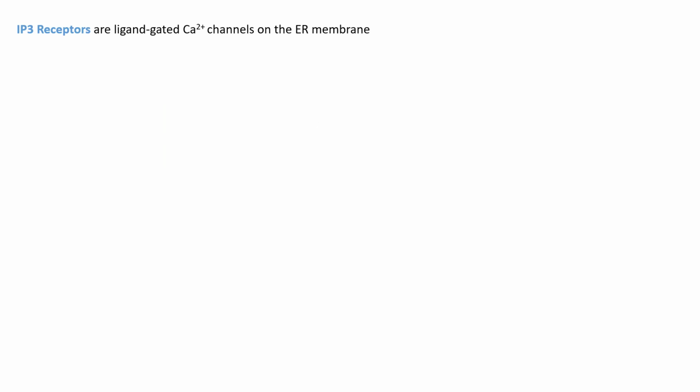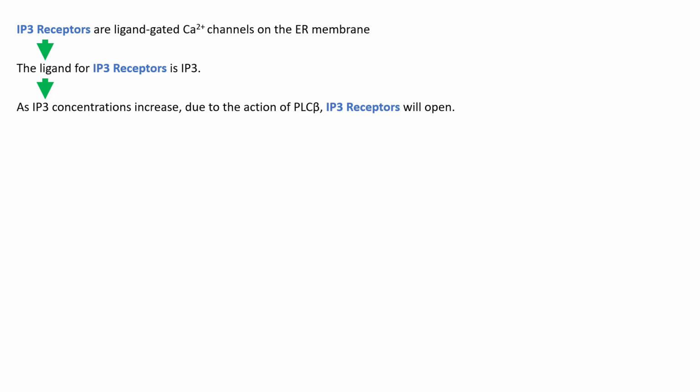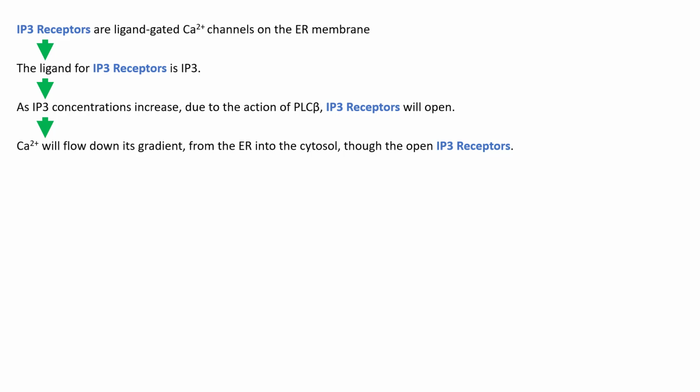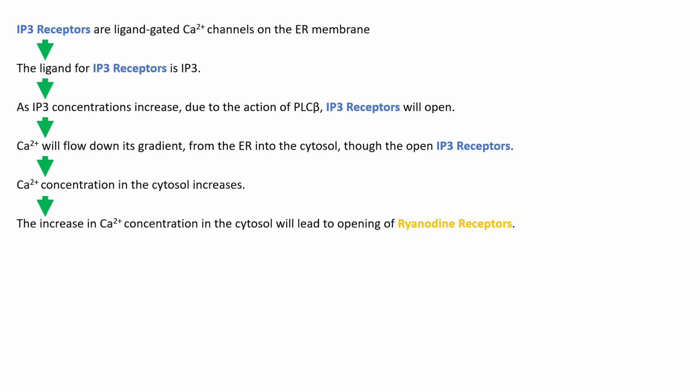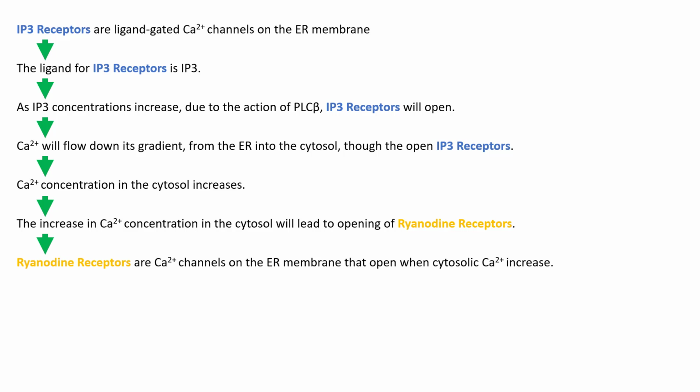IP3 receptors are ligand-gated calcium channels on the ER membrane. The ligand for IP3 receptors is IP3. As IP3 concentrations increase due to the actions of PLC beta, IP3 receptors will open. Calcium will flow down its gradient from the ER into the cytosol through the open IP3 receptors. Calcium concentration in the cytosol increases. The increase in calcium concentration in the cytosol will lead to the opening of ryanodine receptors. Ryanodine receptors are calcium channels on the ER membrane that open when cytosolic calcium concentrations increase.